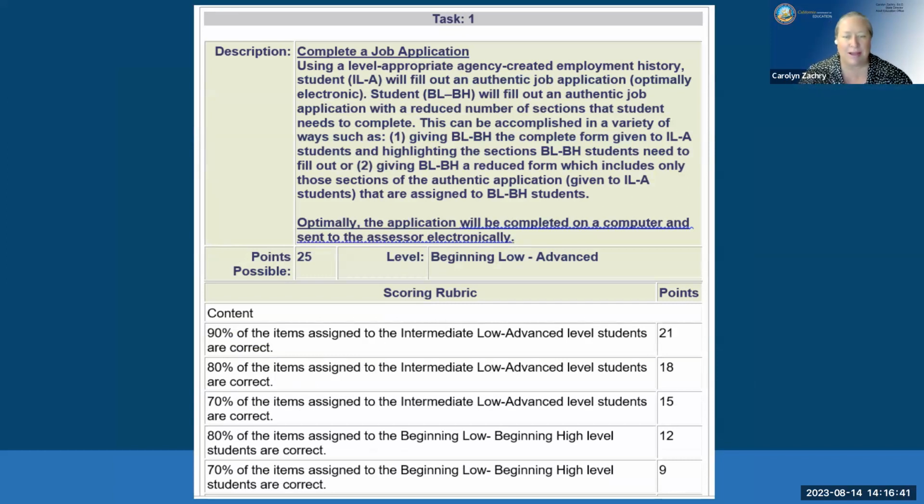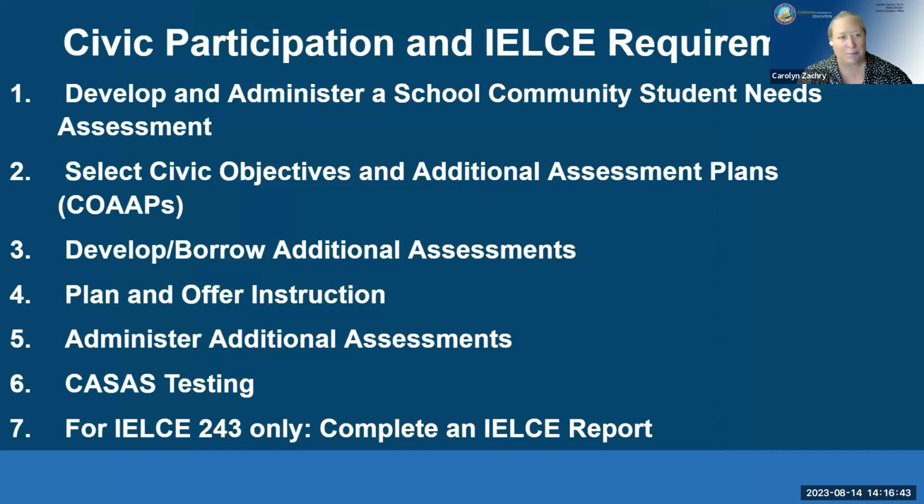Next slide. I just got the 4-minute warning. So, Alicia's going to go into this much more and talk about the needs assessment and how COAPs are selected. So we can skip to the next slide.